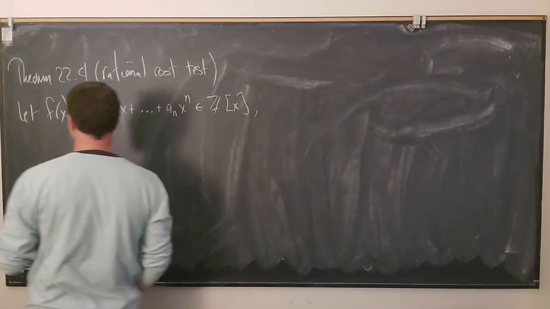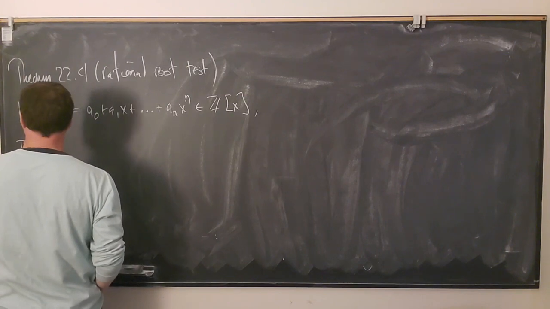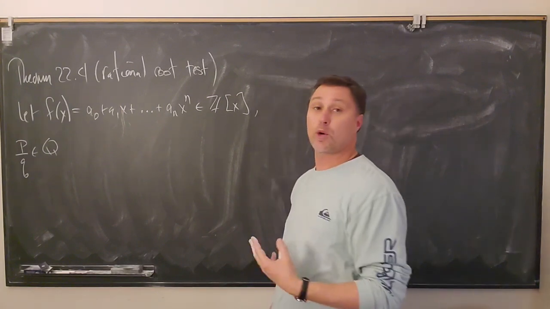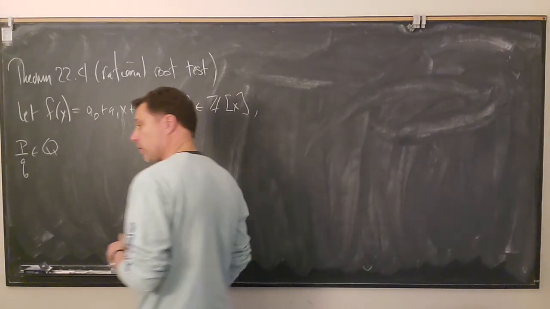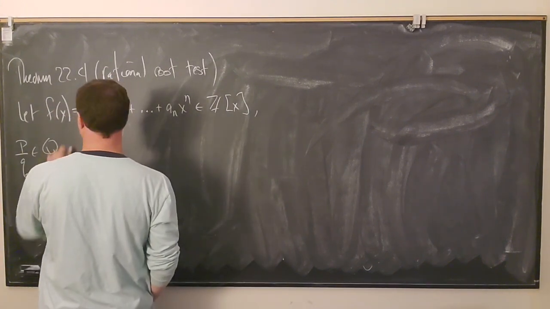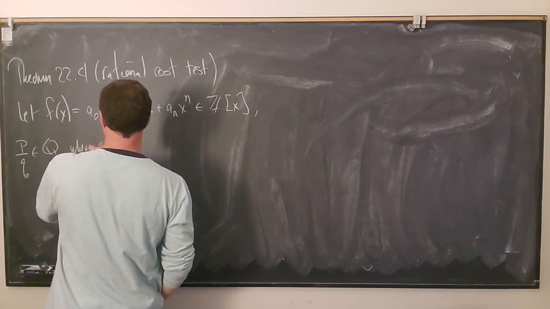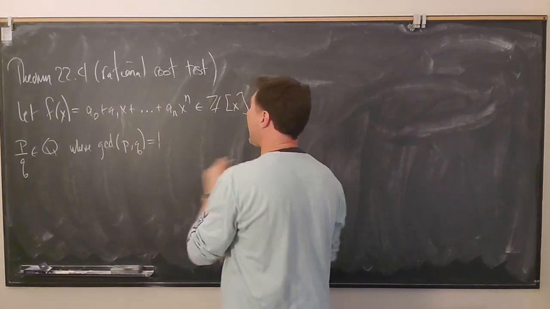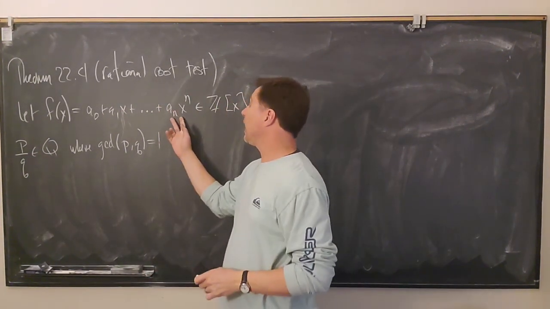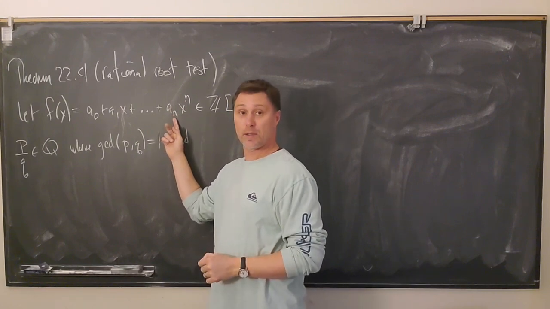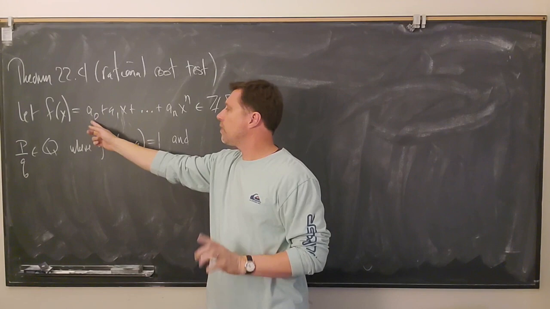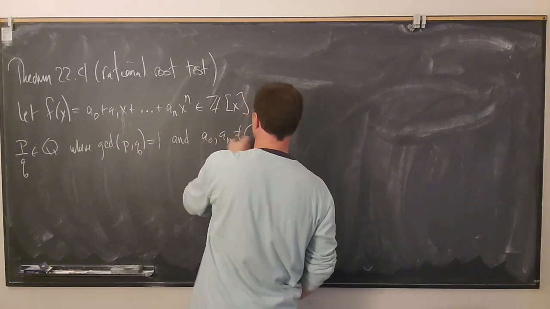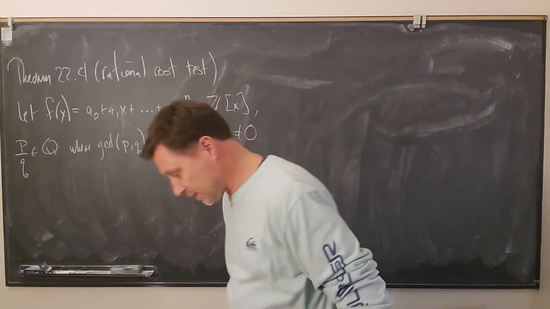So what do I need? P over Q, that's going to be a rational number, and I want it to be reduced. Remember, rational numbers are fractions. It's really an equivalence class of fractions, and so we want to choose the reduced representative, where the GCD of P and Q is equal to 1. And I want this polynomial to be a degree n polynomial, so I need a n to be non-zero. And I also want a0 to be non-zero. So let's say a0 and a n not equal to 0. Okay, so there's our setup.